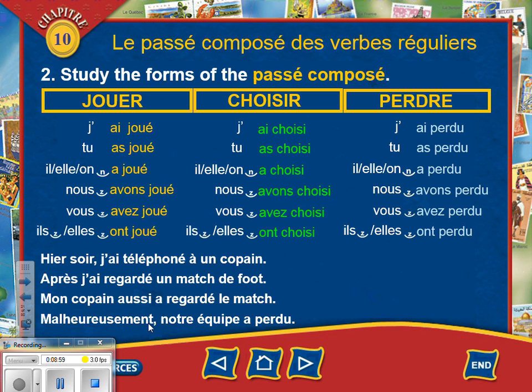Malheureusement. That is a long word, isn't it? This means unfortunately. Remember Madame Mayo said ment in French is like ly in English. Unfortunately, or sadly. Notre équipe a perdu. Our team lost. So I'm using this form of avoir because notre équipe is my subject. And it's just like elle singular.